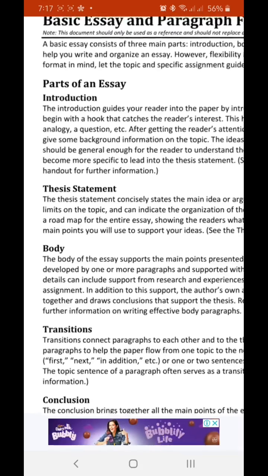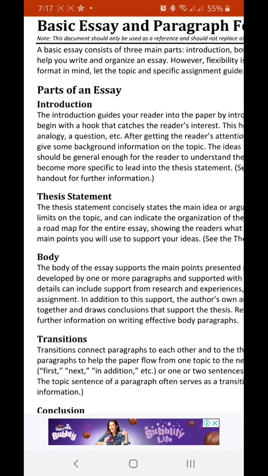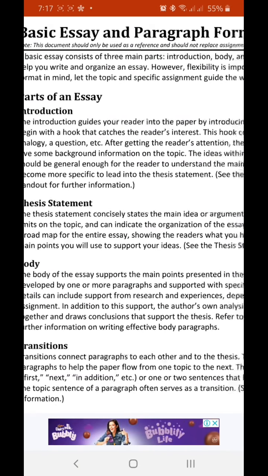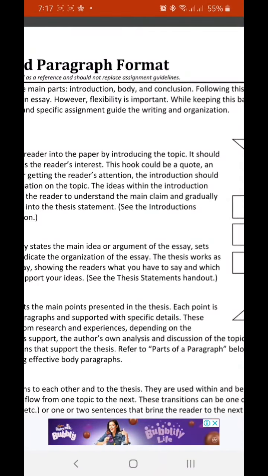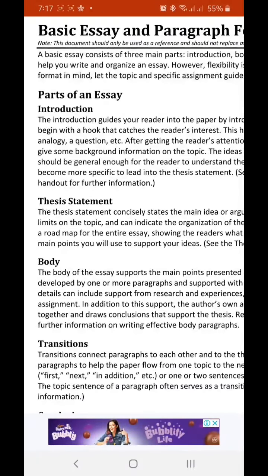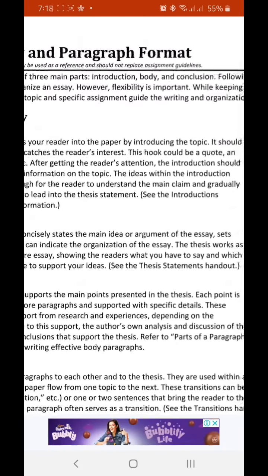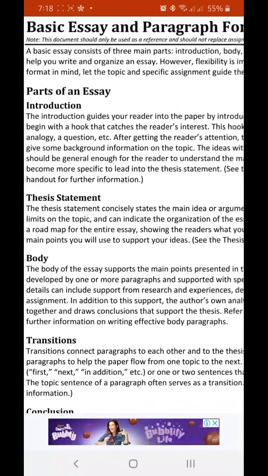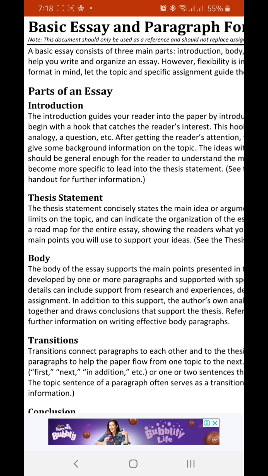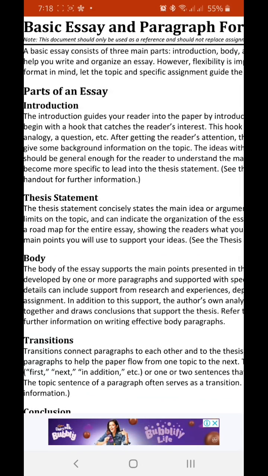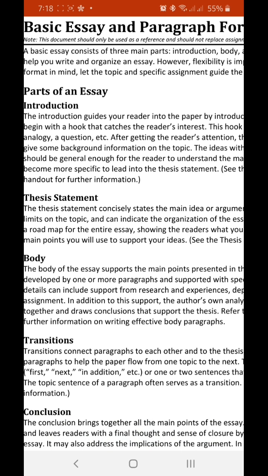Let's start with introduction. The introduction guides your reader into the paper by introducing the topic. It should begin with a hook that catches the reader's interest. This hook could be a quote, an analogy, a question, etc. It means that the starting of an essay should be very striking.